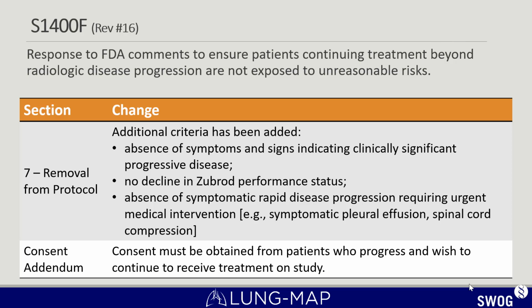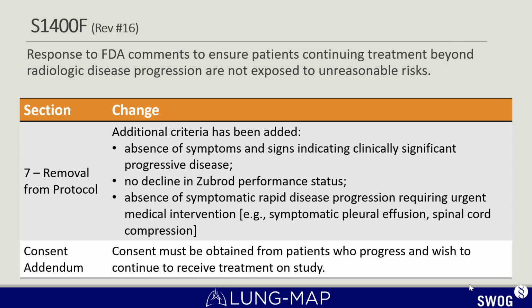So S1400F, this is going to be with revision 16. It has not come out yet, but it should be coming out very soon. We had to do this in response to some FDA comments, and they are concerned about patients continuing treatment after they have progressed. So they want to make sure that the patient is still absent of any symptoms that they may be experiencing, they still have a good performance status, and they don't have any symptomatic disease progression. So we have added this information to section 7.